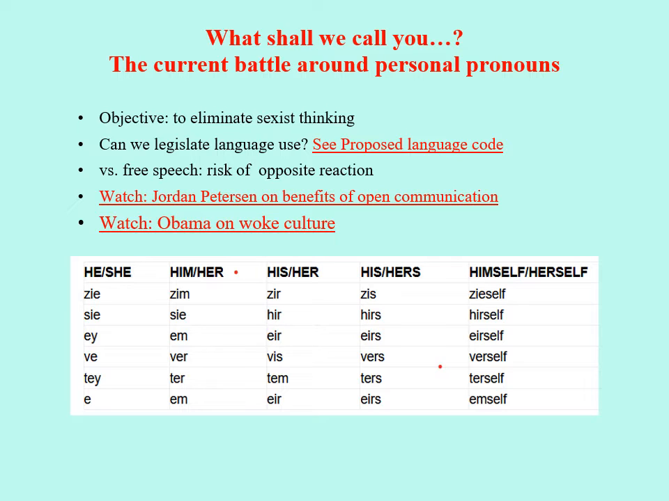Now, that is the expectation, and the argument for it is that by doing this, you are not violating the human rights of individuals who do not want to be identified as male or female. It turns out, not surprisingly, that many people find adopting and learning these new personal pronouns very difficult, and quite a few refuse to do so.